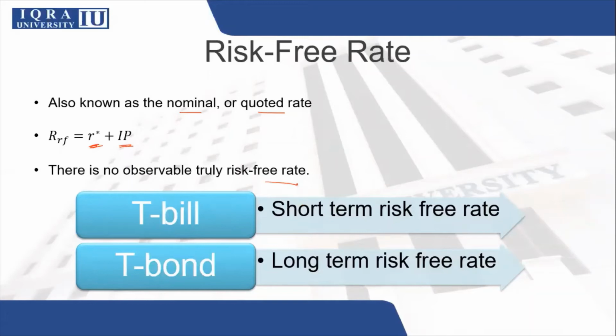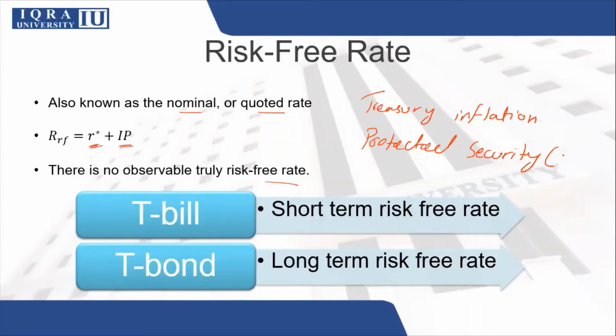One security that is free of most risk is considered to be your treasury inflation protected security. In short form, it's called TIPS. Because the value increases with inflation, it's free of default, maturity, liquidity risk, and risk due to changes in the general level of interest rate. However, there's real rate risk still in this, so you cannot be completely riskless. In general, the T-bill rate is used to approximate the short-term risk-free rate, and the T-bond rate is used for the long-term risk-free rate.